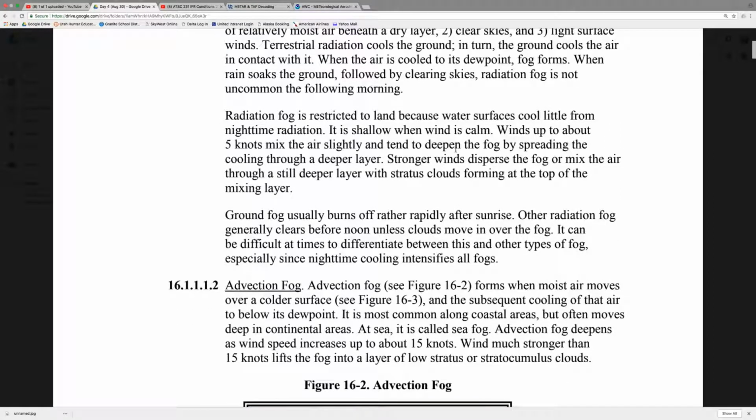It burns off really quick. That's something that is important. We see a lot of it in the winter. You'll see a lot of radiation fog throughout the United States. You'll see a lot of areas go down to like a quarter-mile visibility.